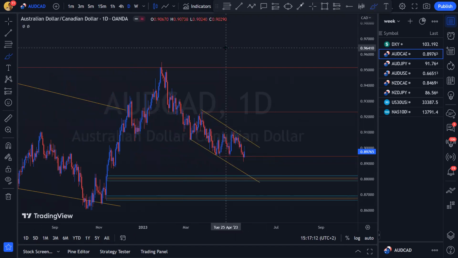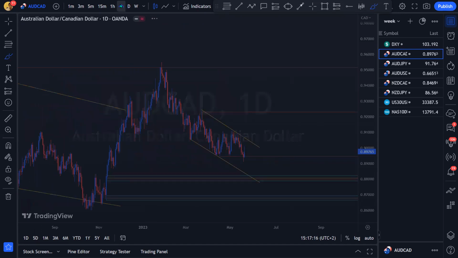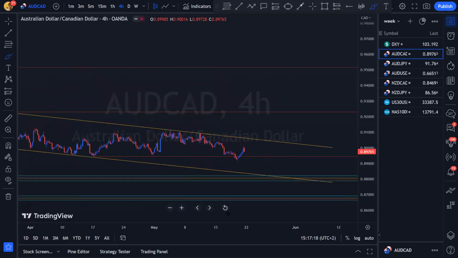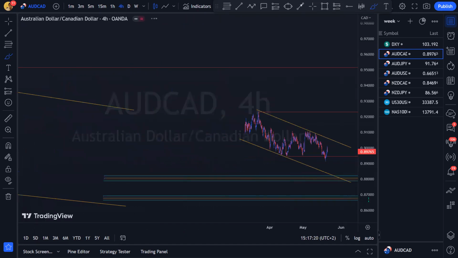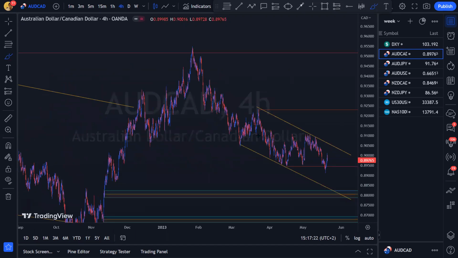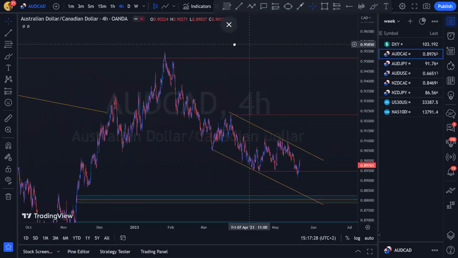But anyway, coming to the overall setup, we're still bullish on this pair, or at least primarily bullish on AUDCAD. Let me explain what the update is and what's different from last week versus this week's setup. Just want to move my charts a little bit this way.